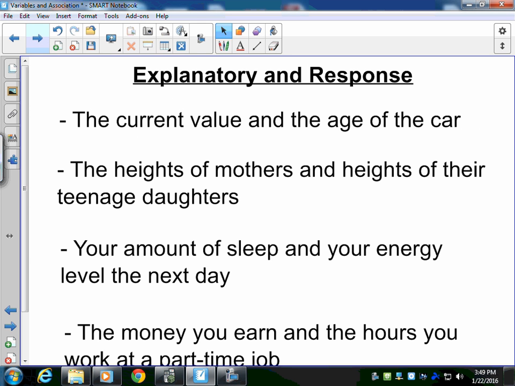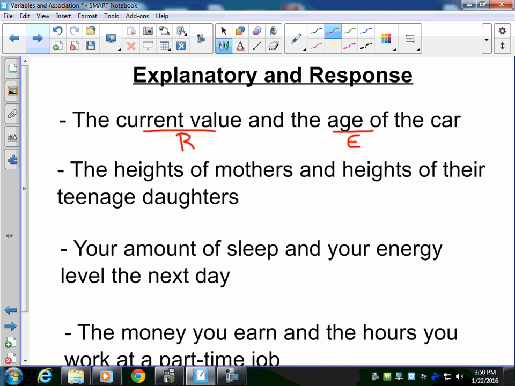So if we look at some of these categories, we want to make sure that we're classifying them correctly, because then the graphs will be organized in the right order, and we really want to present things properly overall. Looking at these situations, first, the current value of a car and the age of a car. What's the explanatory? What's the response? The current value responds to the explanatory variable of age.